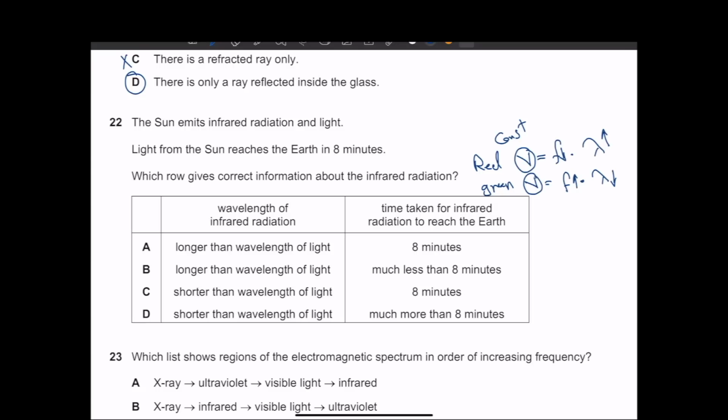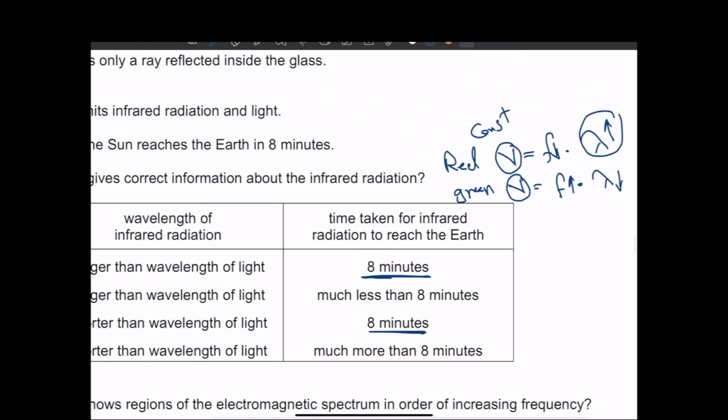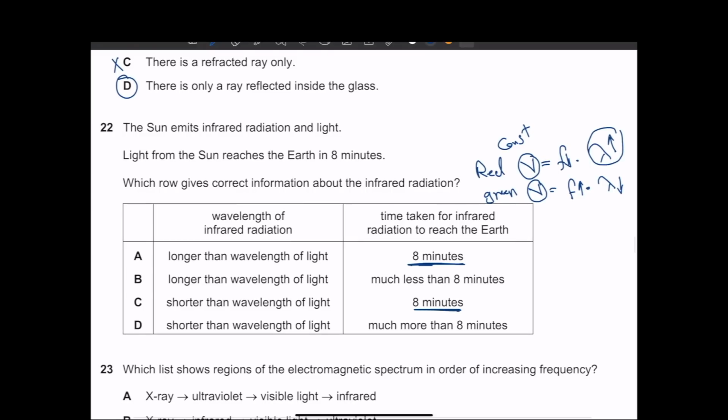Depending on that, if it's constant velocity, it means the red light, or whatever the color is, reaches the earth in the same time because it has the same speed. But when it comes to the wavelength, the wavelength of red is larger than any other visible light, as we mentioned here. So I'm going to choose larger, or longer, as they said, longer than the wavelength of light. This is the correct answer. So the answer here is A. I'm going to choose A.